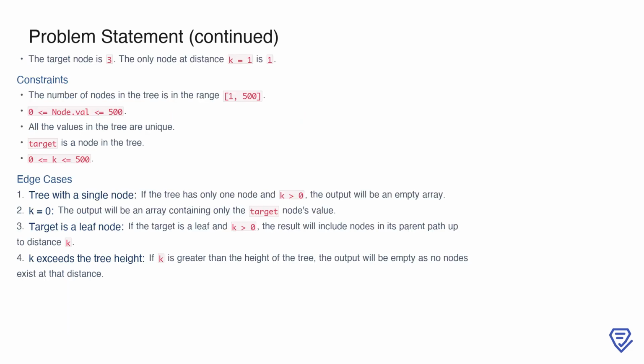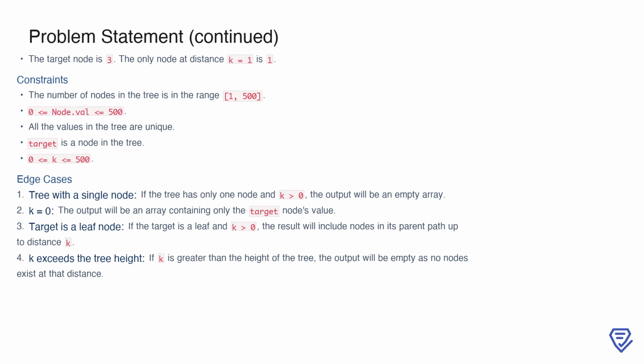Finally, in a third example, we have a binary tree structured with a root node 0, which has a left child 1. Node 1 further has 2 children, 3 and 2. Here, the target node is 3, and the distance k is 1. The only node at a distance of 1 from the target is node 1, which is the parent of node 3. Hence, the output is an array containing just the value 1.